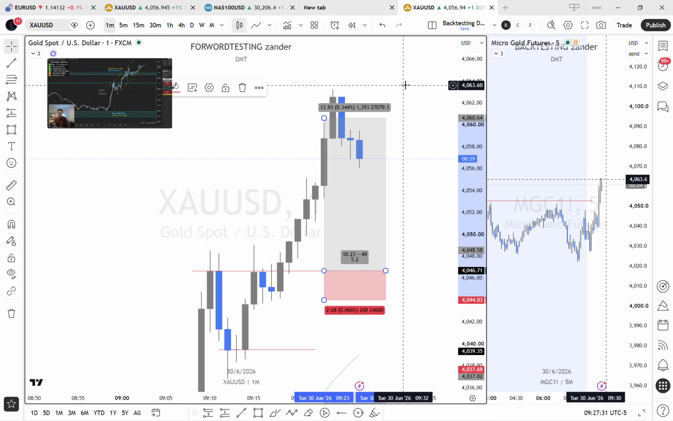Trying to be patient here. It's hard just sitting here. I think the setup still has potential, but it's definitely losing steam.